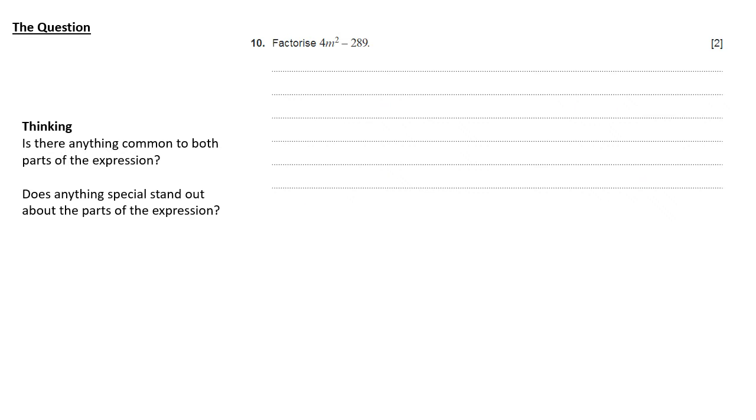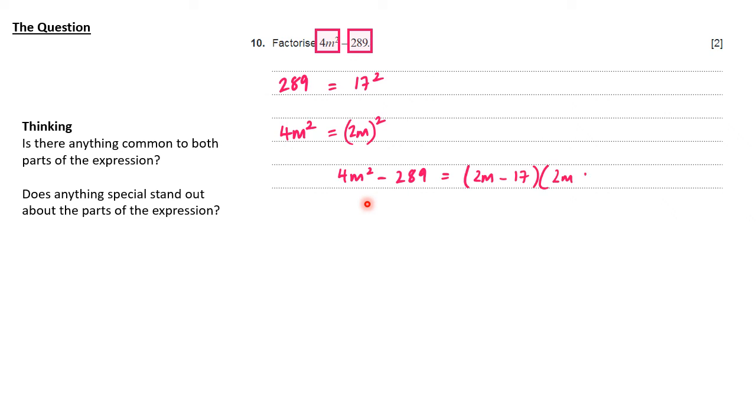Let's have a look at the actual question from this paper then: 4m squared take away 289. The first thing we go is, oh, there's nothing common in both of these, so is 289 a square number? Because I think 4m squared, they're definitely both square terms in there. So 289, I can figure out is 17 squared, and 4m squared I know is the same as 2m, if I put it in brackets, all squared. So what that means is 4m squared minus 289, I can write as 2m minus 17 times 2m plus 17.